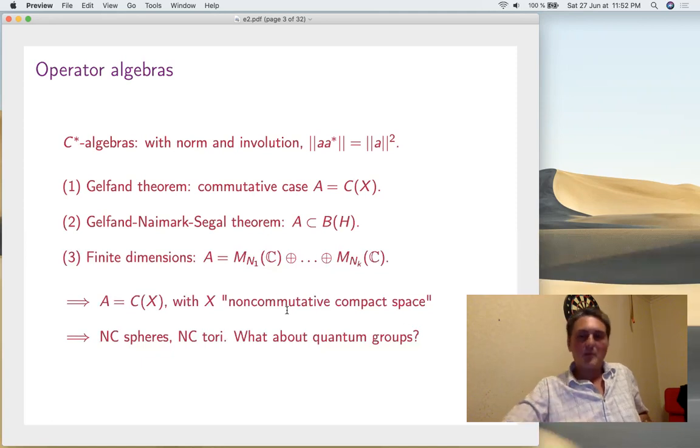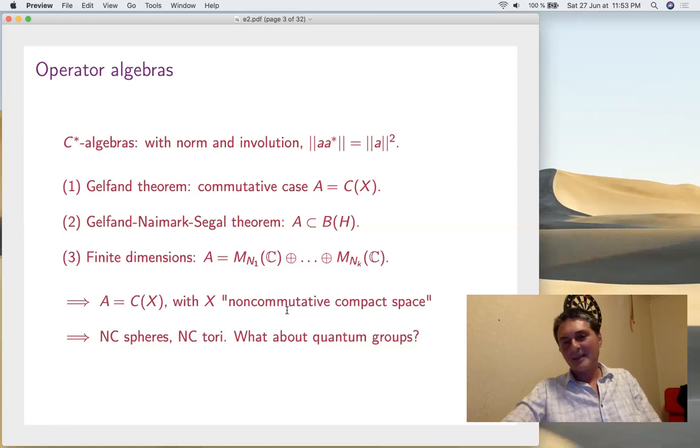And as basic examples, you have the group duals, for instance, which can be considered non-commutative tori somehow in this theory. Also, you can construct free spheres and a lot of other beasts. I had some fun last time in doing this. And the following question was left: what about groups? Or what are the non-commutative analogs of the groups?